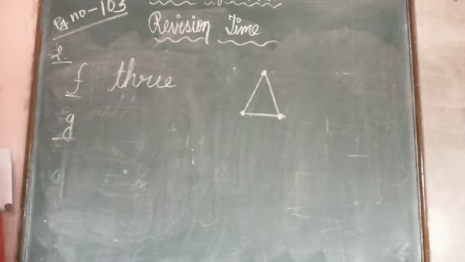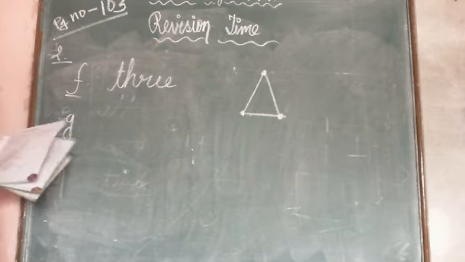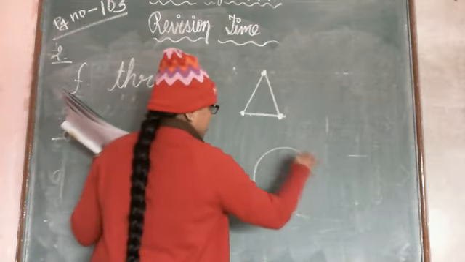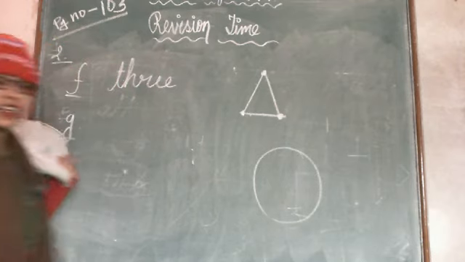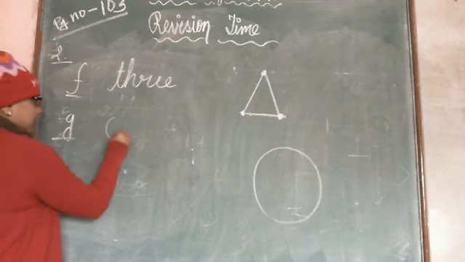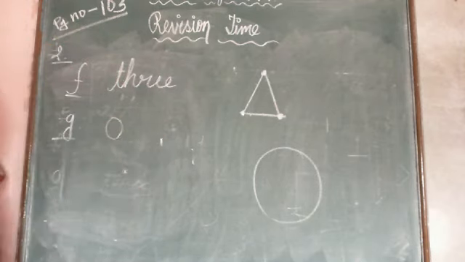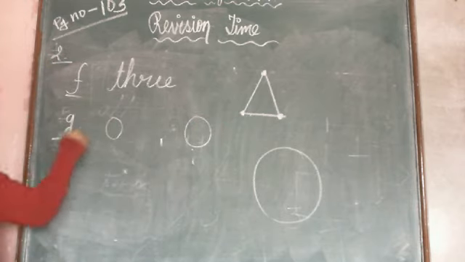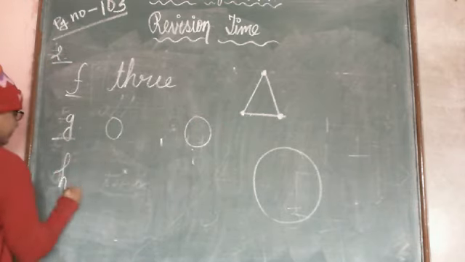G. A circle has dash sides and dash vertex. See, this is a circle. We know that the circle has 0 sides, and if no sides are there, no vertex is there. So 0 sides and 0 vertices. So answer for G is 0 and 0 in both the blanks.